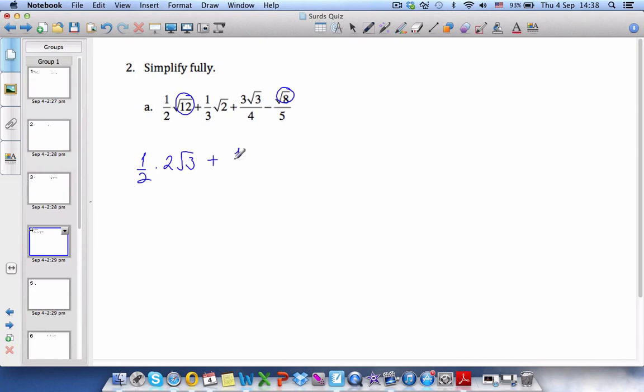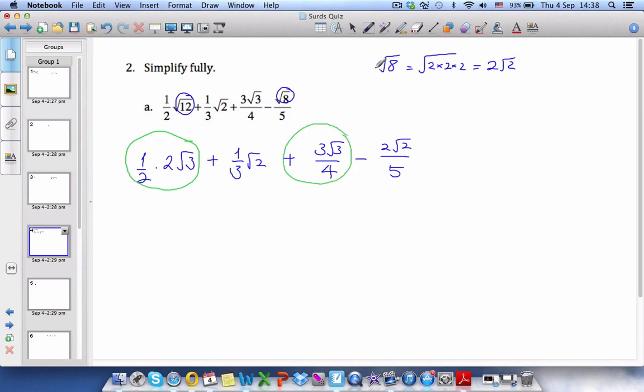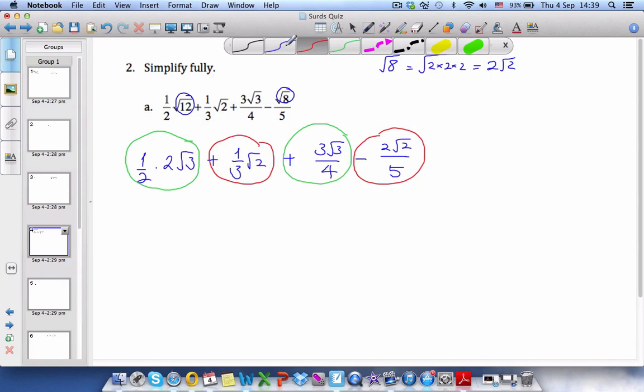plus 1/3 root 2 plus 3 root 3 over 4 minus, now that 8, square root of 8 is square root of 2 times 2 times 2, which is 2 root 2. So 2 root 2 over 5. You can add the square root of 3's together, and you can add square root of 2's together. Now some of them have fractions, so you have to make the denominators the same, but we can think about that in a little bit.